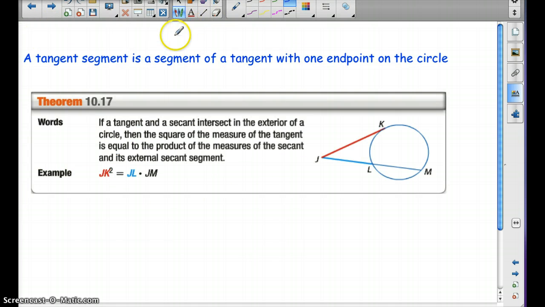Next vocabulary word, a tangent segment is a segment of a tangent with one endpoint on the circle.